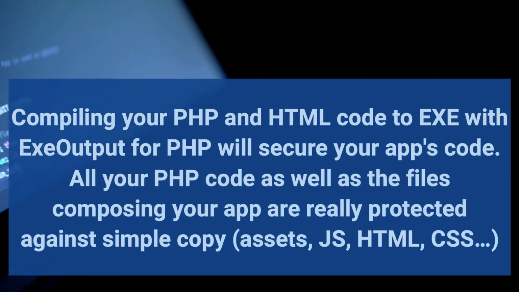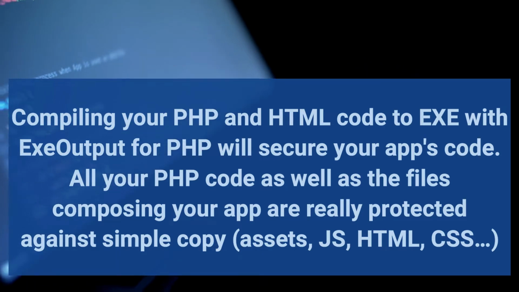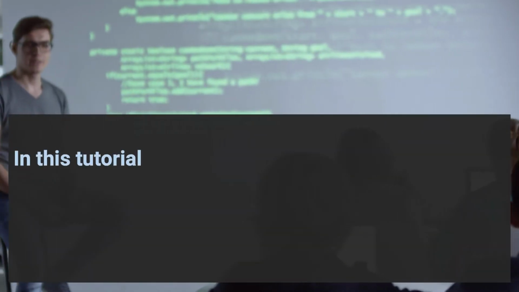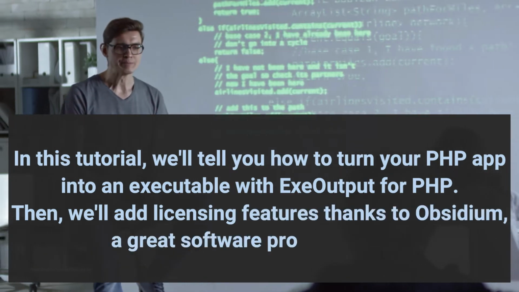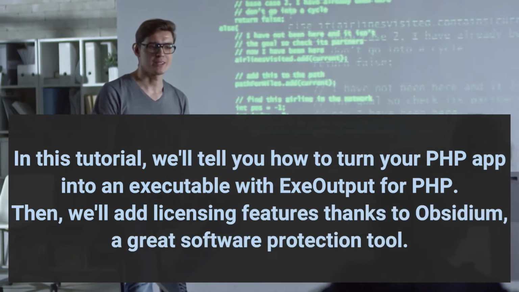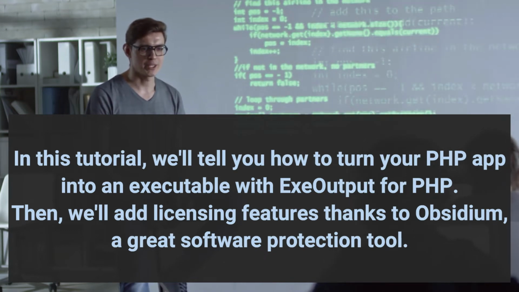All your PHP code as well as the files composing your app are really protected against simple copy: assets, JS, HTML, CSS. In this tutorial, we'll tell you how to turn your PHP app into an executable with ExeOutput for PHP. Then, we'll add licensing features thanks to Obsidium, a great software protection tool.